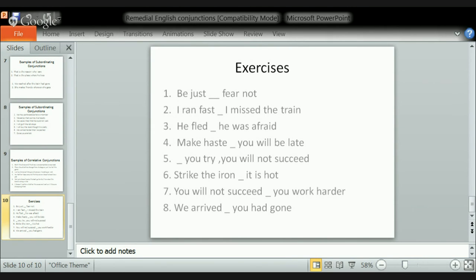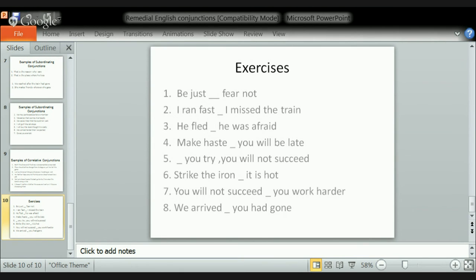Next is, make haste dash you will be late. So make haste or you will be late. It is very clear. If you don't make haste, you'll be late. I mean, make haste, otherwise you'll be late. So what is the right conjunction for this? It clearly says make haste or you will be late. Okay, I think I've wrongly given this one.